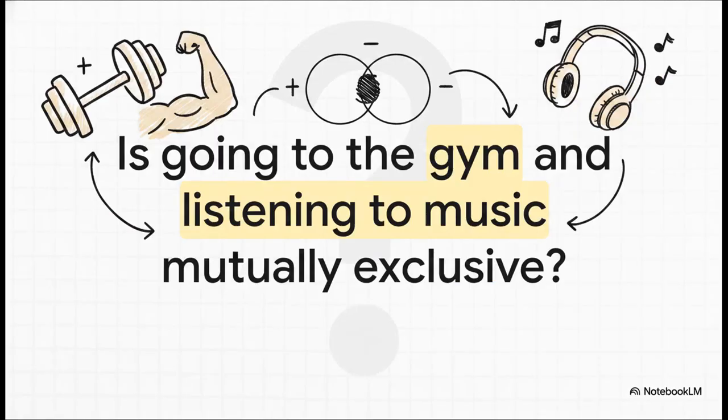So here's the bottom line. From now on, whenever you see the word "or" in a probability problem, just ask yourself one simple question. Is there an overlap? Can these 2 things happen at the exact same time? I mean, going to the gym and listening to music, you can definitely do both at once. Now that you know about the double counting trap and the inclusion-exclusion principle to fix it, you're going to start seeing these kinds of puzzles everywhere.